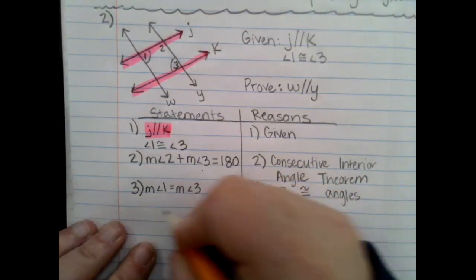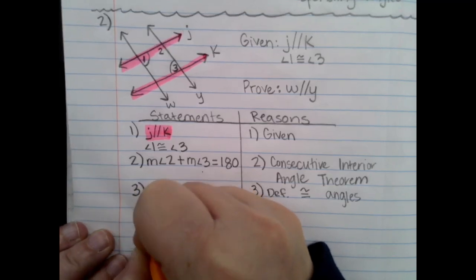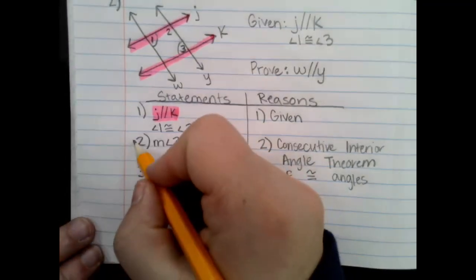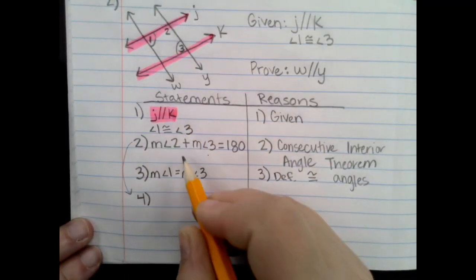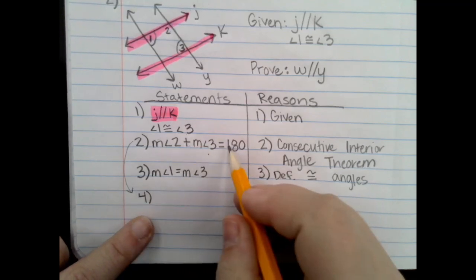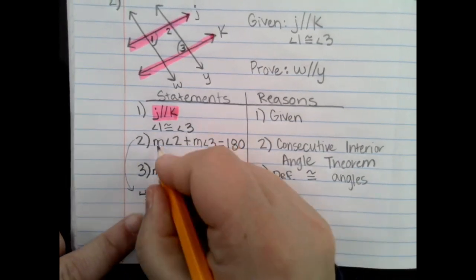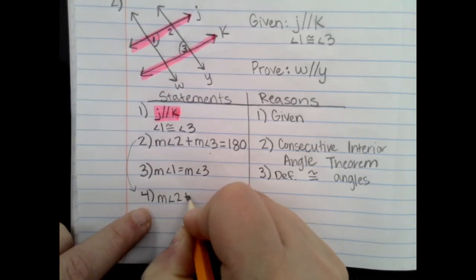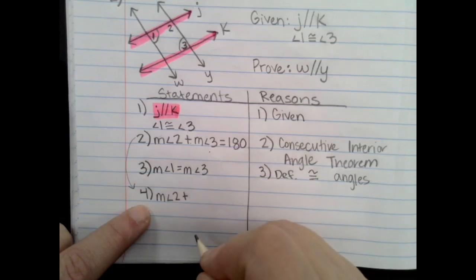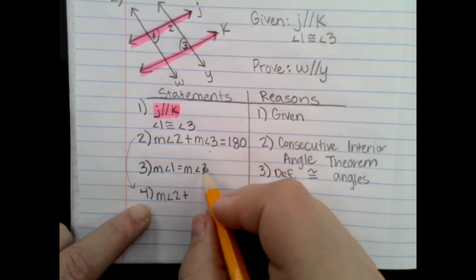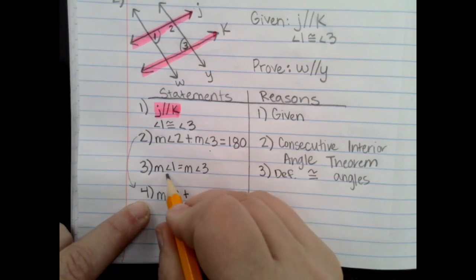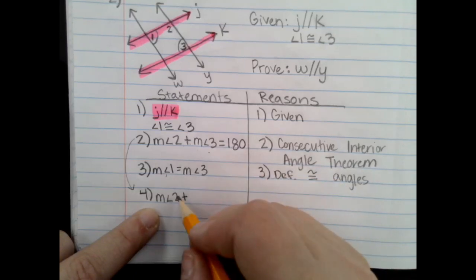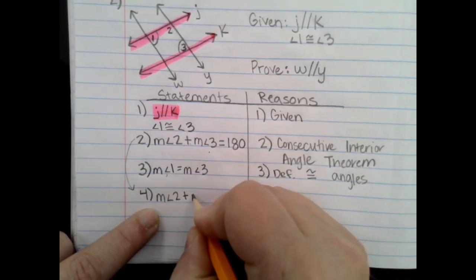All right, so for step number 4, we're going to take this step number 2 and switch out some things. So instead of saying angle 2 plus angle 3 equals 180, we can keep that angle 2 plus, instead of angle 3, what is angle 3 the same as? Angle 1. We said 3 is the same as 1. So now instead of saying 2 plus 3 is 180, we can now say 2 and 1 is 180.